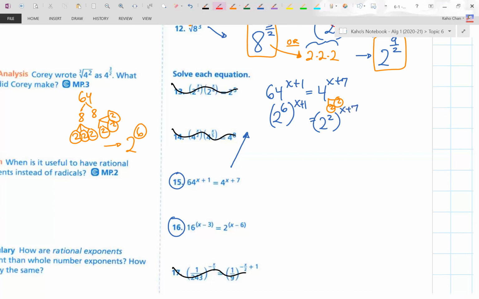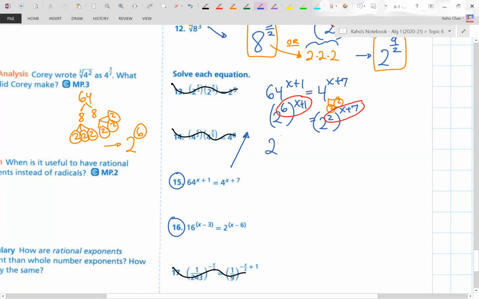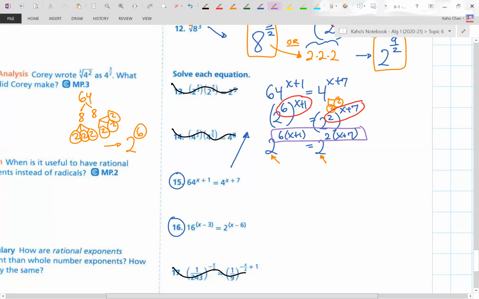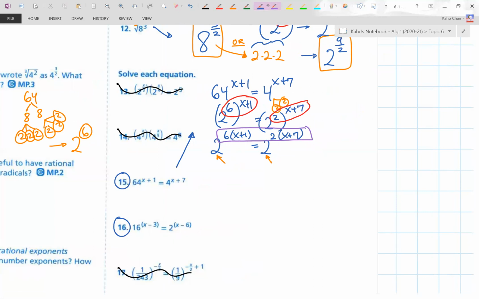The rule for power of a power is to multiply those. Power here as well, multiply those right there. So this is 2 to the 6 times x plus 1 on one side, and this is 2 to the 2 times x plus 7 on the other side. So with that in mind, the bases are now the same. Yay! Because the bases are the same, just concentrate on the exponents and solve them like a regular equation. That's it. Simple enough.